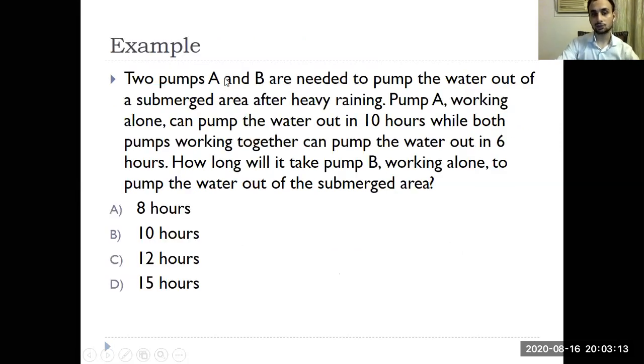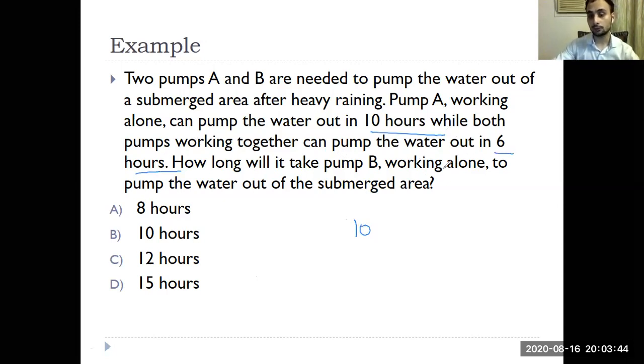All right, let's try to figure this out with an example. Two pumps A and B are needed to pump water out of a submerged area after heavy raining. तो रोड के ऊपर इमेजिन करिए पानी भर गया है, दो पंप से पानी निकाला जा रहा है. Instead of people working, you have pumps working. Pump A alone can work in 10. Pump B alone can work in 6 hours.